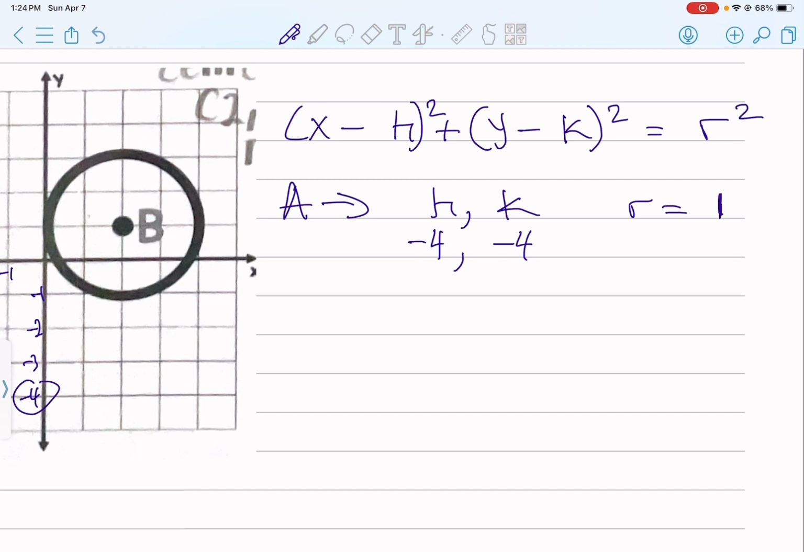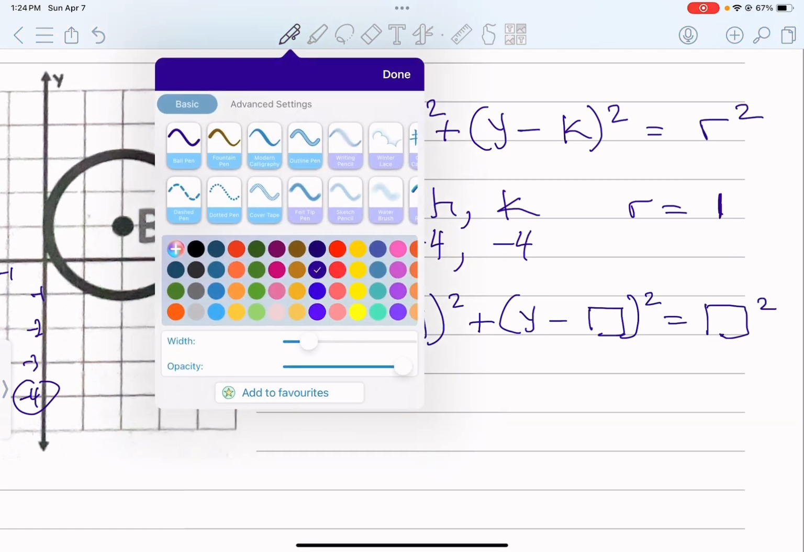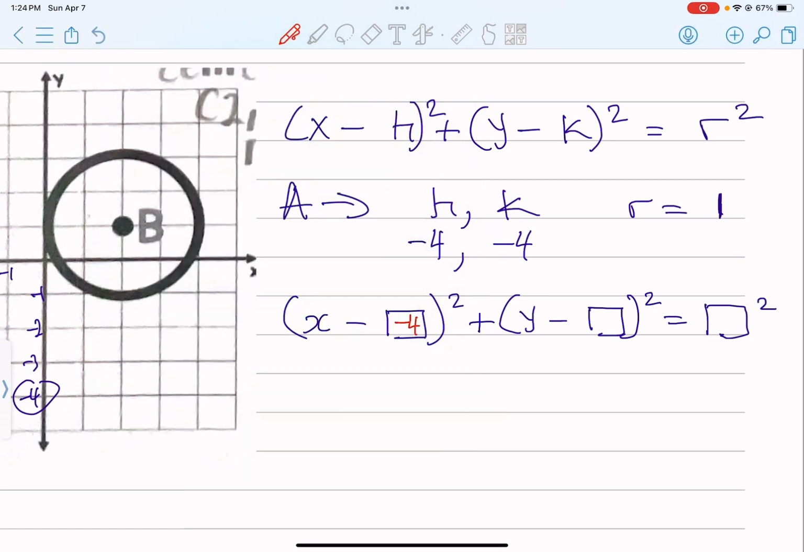Plug it in. So it's parentheses x minus box. Remember, I always like the box. Be careful. Take a chill pill. X minus box parentheses squared, plus y minus box parentheses squared, equals box squared. What goes in the first box? -4. What goes in the second box? -4. And what goes in the last box? 1.